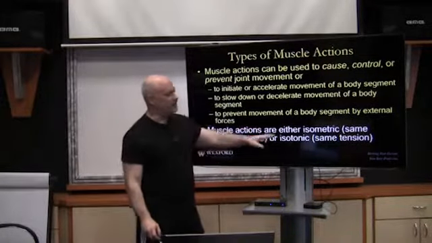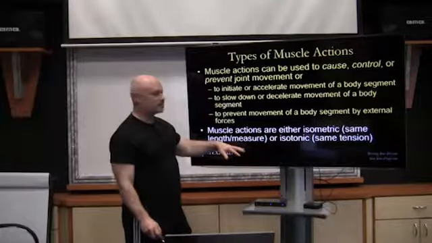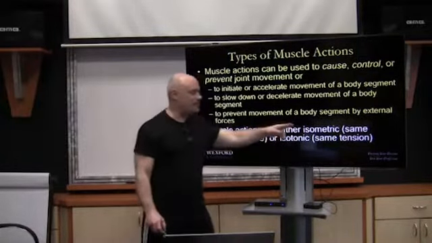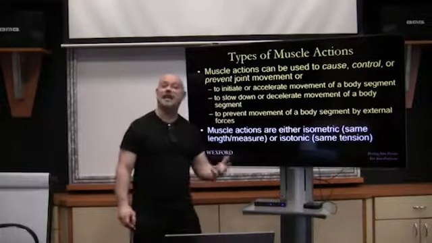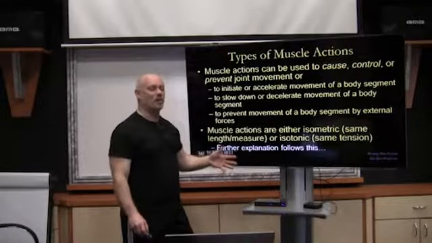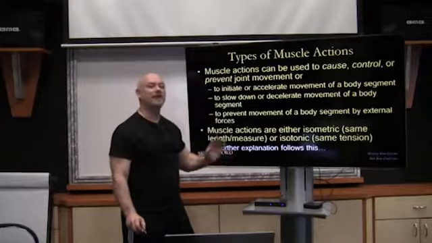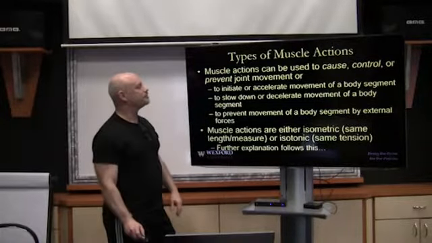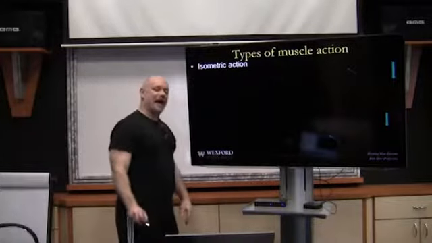Muscle actions are either what they call isometric, same length or same measure, or isotonic, which means same tension. We're going to explain that a little bit more, because that's kind of a contradiction in terms, but we're going to get to exactly what that is. Now, let's look at an isometric action first.